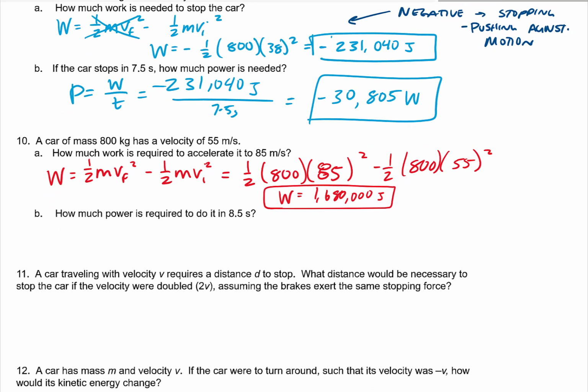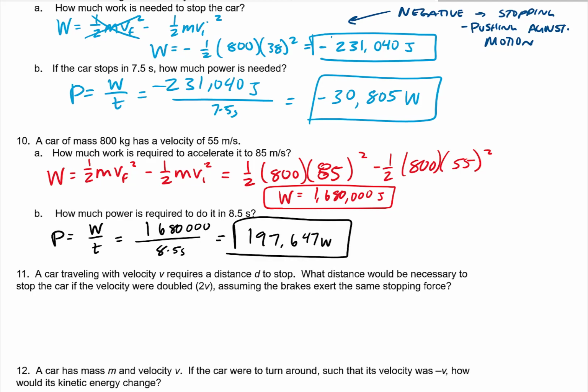How much power is required to do this in 8.5 seconds? Well, power is work over time, so we're going to take that number, 1,680,000 joules, and divide it by 8.5 seconds. That comes out to be 197,647 watts. Again, we're just going to take that work, divide it by time to get to power.